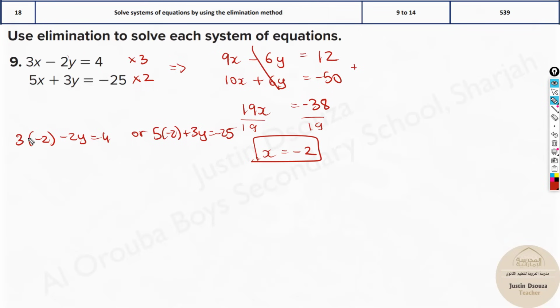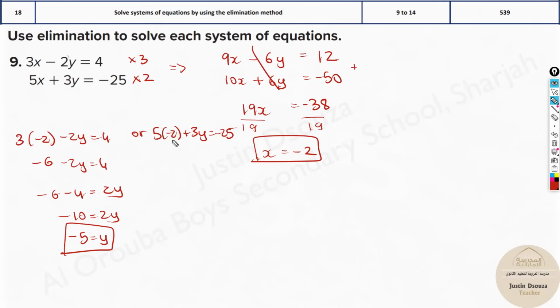Let me solve both of these. It'll be minus 6 minus 2y equals 4. And here, what I'll do is I'll take this negative 2y to the other side and bring my 4 to the other side. It becomes minus 4 equals plus 2y. It's going to be minus 6 minus 4 is minus 10 equals 2y. Divide both the sides by 2. You'll have minus 5 equals y.